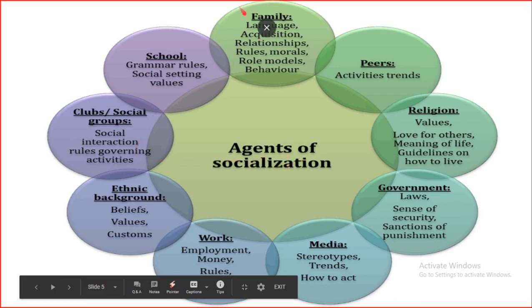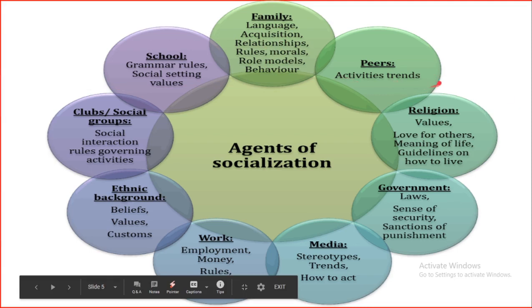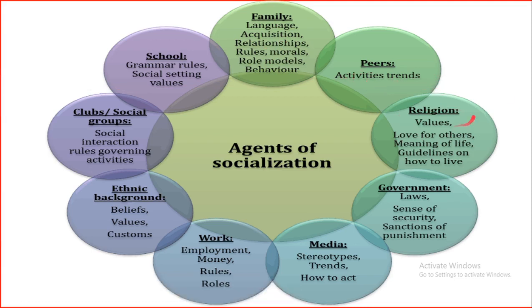So family: if we talk about the family, in family we have different components like language. So we learn language from families, like mother tongue, acquisitions, relationships, rules, models, behavior. These are the components that we socialize from family. Now from peer groups we learn activities and trends. Then religion: from religion we learn values, love for others, meaning of life, guidelines on how to live. These are components that we socialize from our own religion.